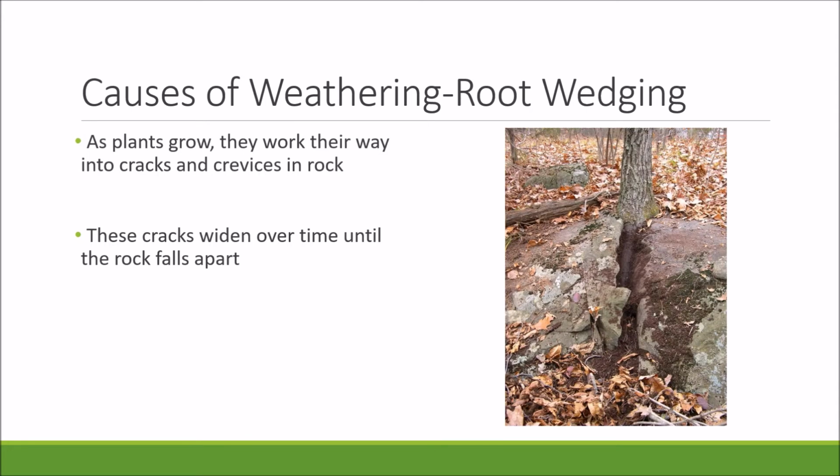The next cause of weathering is called root wedging. You may have seen in a parking lot some asphalt where there's a tree or a plant growing underneath it, and you can see where there are little cracks in the road. So that could be a result of root wedging. So as the plants grow, they work their way into cracks and crevices in rock. These cracks widen over time until the rock falls apart. So you can see in the photo that the root of the tree has actually cracked that rock right in half.